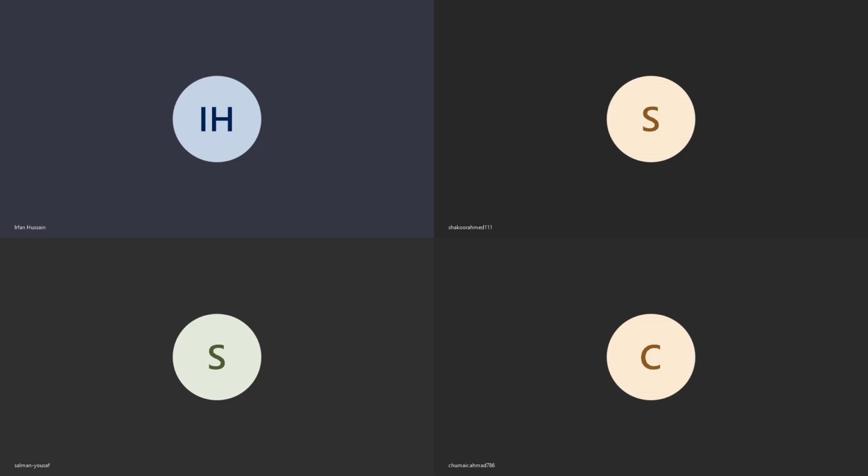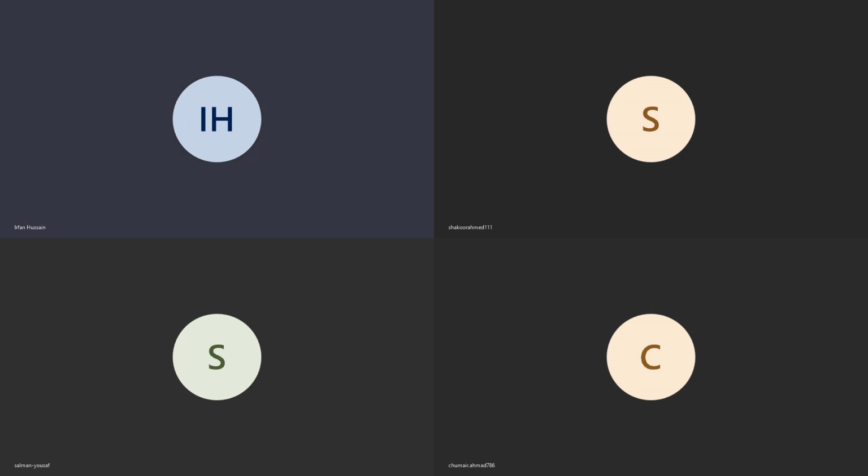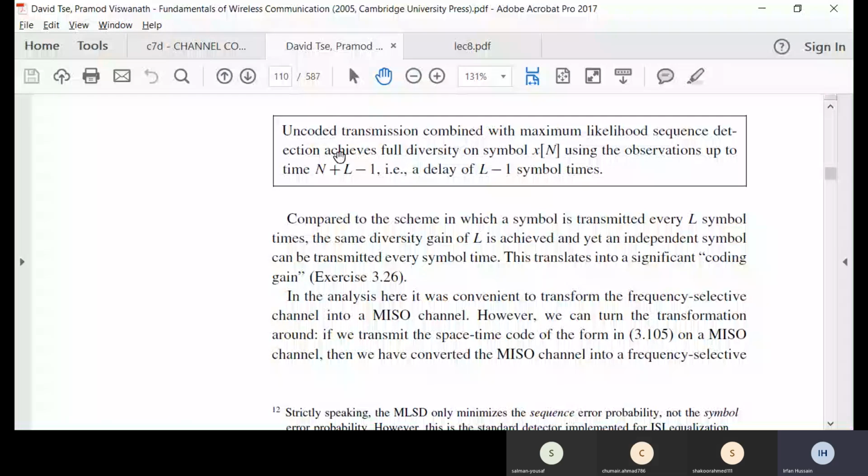So what I was saying here, that we saw that you can give a diversity gain of L provided you look up till n plus L minus 1 times for providing diversity gain for x of n. But for providing x diversity gain for 1 up till x of n, you have to look up from 1 up till n plus L minus 1.